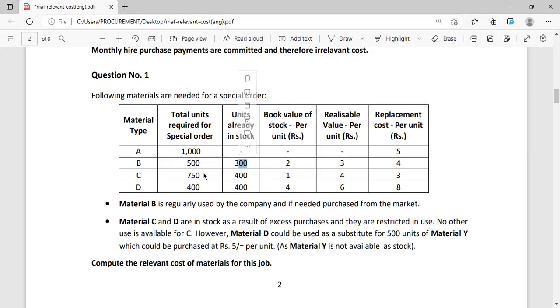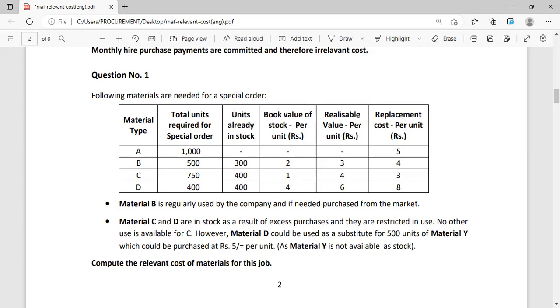For material C, you need 750, but you have 400 already in your store. For material D, you need 400, but you already have 400 in your store. Okay, so the book value of stock per unit: the book value for material A is nothing, and for B it is 2, 4, and 1, and 4.